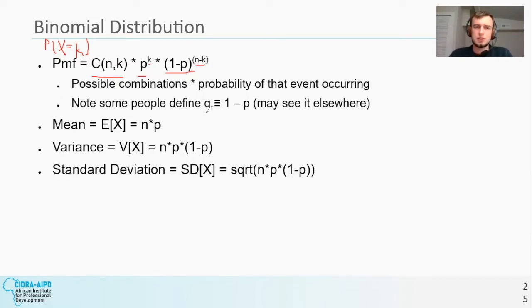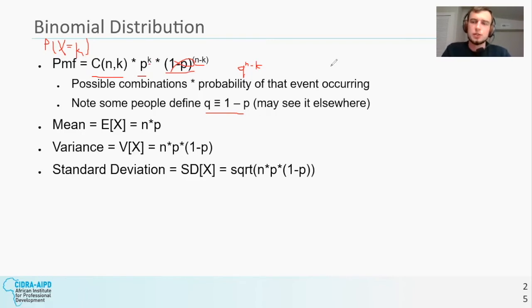So kind of for this reason, some people define q to be the probability of failure, which is just 1 minus p. So you can rewrite this formula. Instead of this term, you can write q to the power of n minus k if you want to. It's just useful for showing that 1 minus p is the probability of failure and helping build intuition in that regard.